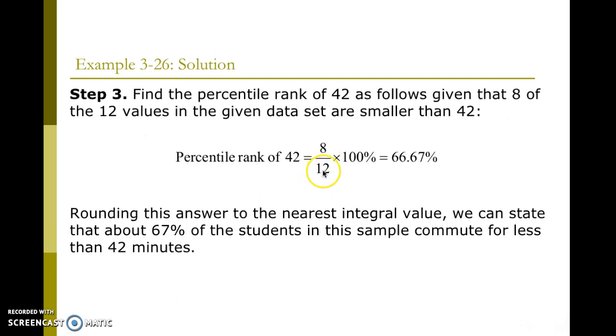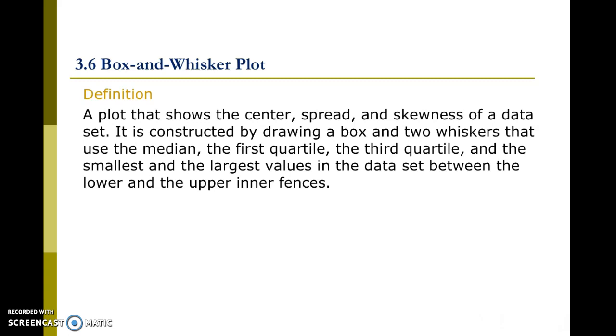So 8 divided by 12 times 100 is 66.67. We always round this to the nearest integral value, so that's like a whole number. And we can state that about 67% of students in the sample commute for less than 42 minutes. Remember that 70% commute less than or equal to 42 minutes. That's why there's a difference in those two pieces of information.